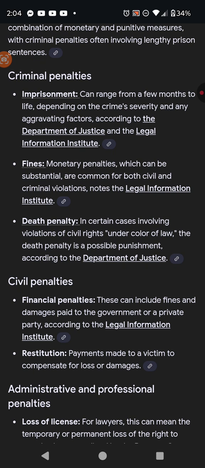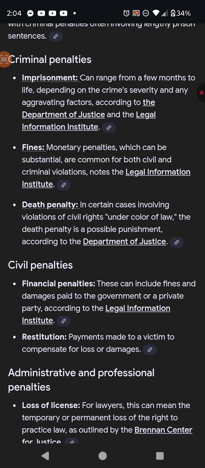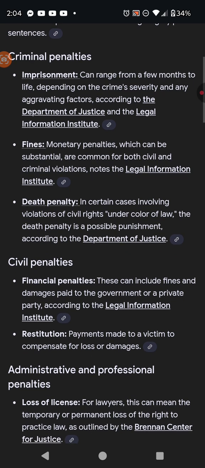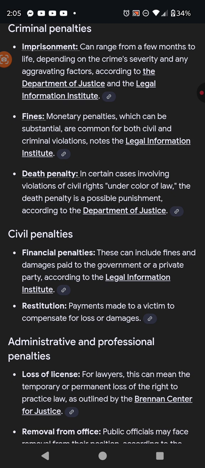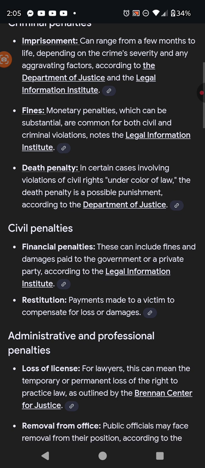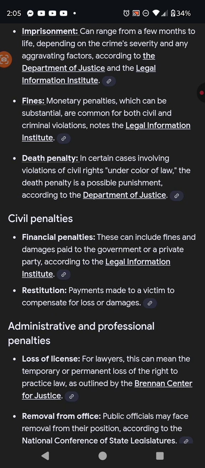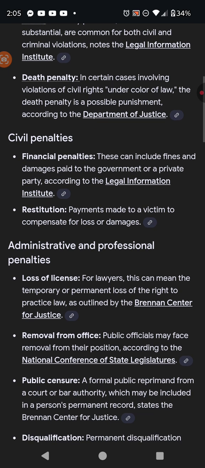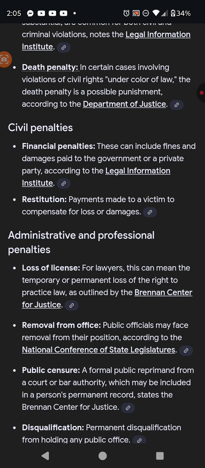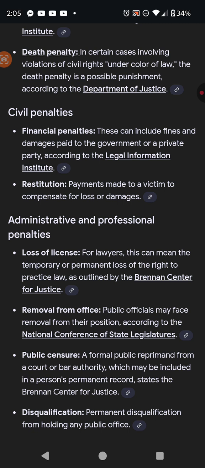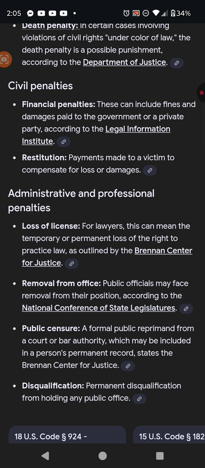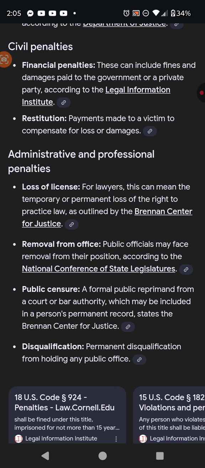Fines: monetary penalties, which can be substantial, are often imposed for both civil and criminal violations, notes the Legal Information Institute. Death penalty: in certain cases of violation of civil rights under color of law, the death penalty is a possible punishment according to the Department of Justice. Civil penalties: financial penalties. These can include fines and damages paid to the government or a private party, according to the Legal Information Institute. Restitution: payment made to the victim to compensate for loss or damages.